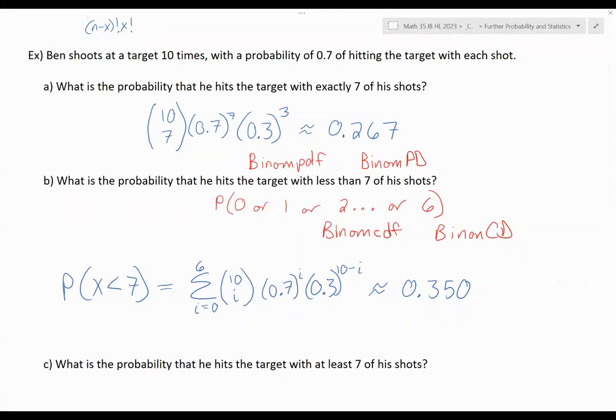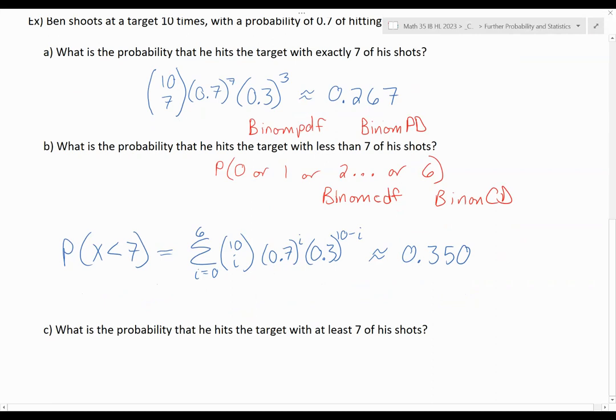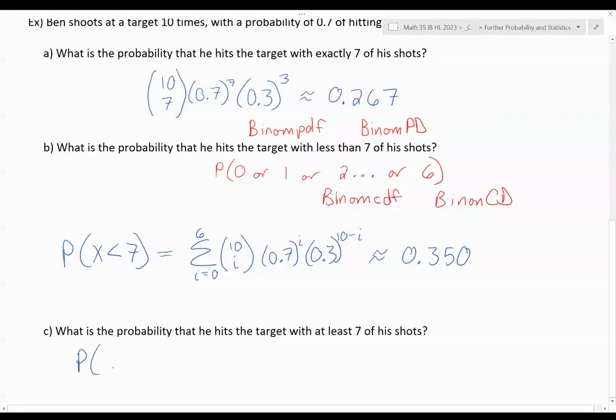On the calculator, your CD, your cumulative distribution function, is always going to be a left-hand cumulative. So it's always going to be from 0 to the value that you give it. It's always going to be the less than. If I want to know something bigger, so what is the probability that he hits the target with at least 7 of his shots? So that means 7, 8, 9, or 10. In other words, the probability that X is greater than or equal to 7.